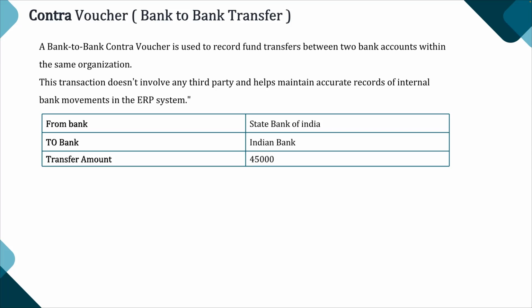From Bank State Bank of India to Bank Indian Bank, transfer amount 45,000. Let us take one bank as from bank and the other as to bank. Let us take an example entry.